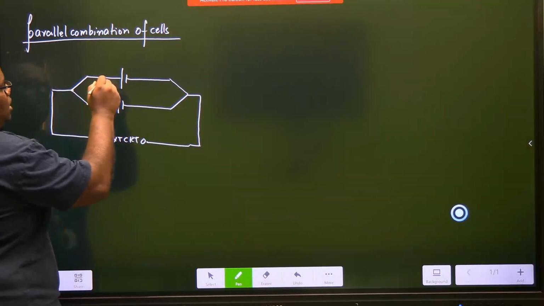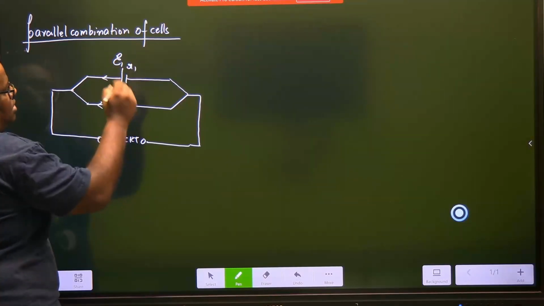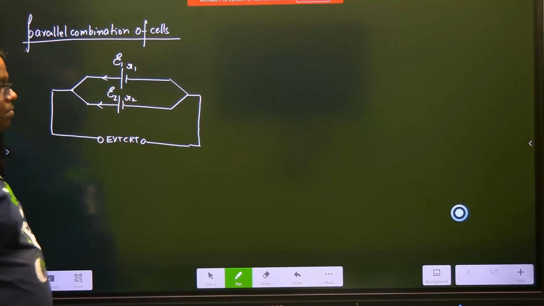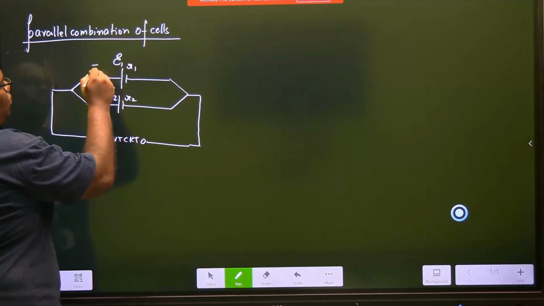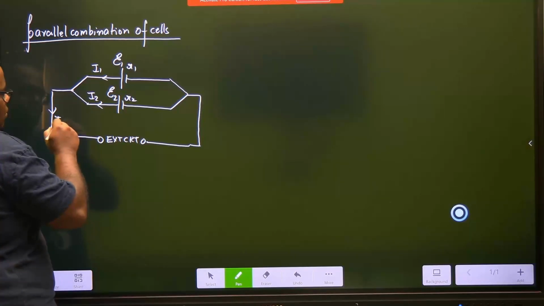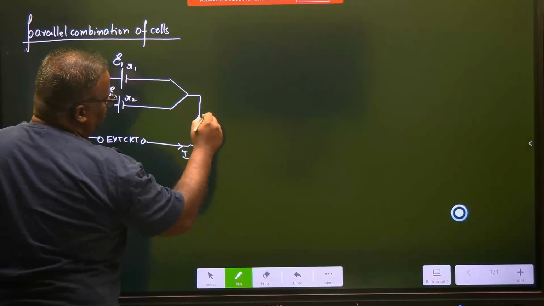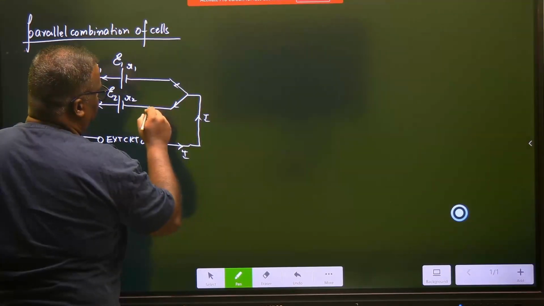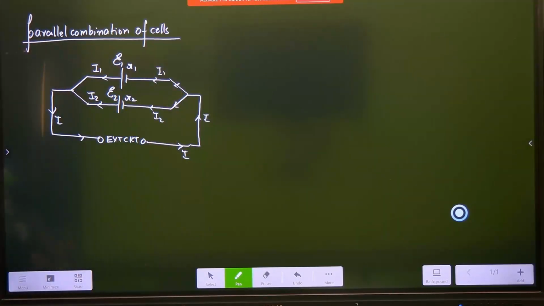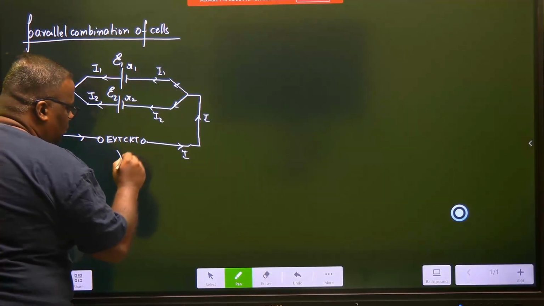So obviously the currents are going to come out from this. This is a cell with EMF E1, internal resistance R1. This is a cell with EMF E2, internal resistance R2. Current drawn from this cell is I1, current drawn from this cell is I2. I1 and I2 merge together to give you I, and I current flows through the circuit. So that's I going from here, this is also I, and further they again bifurcate into I2 and I1. And this circuit is actually now deriving a terminal voltage, say, of V.